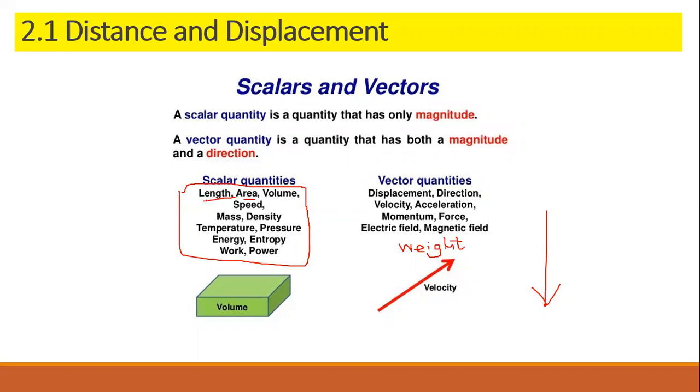In that way, length and area, when we consider the area of this square, don't have a direction, only a magnitude. We can say this side is 2 meters and this side is 2 meters. The area is 4 square meters, so that doesn't have a direction. Those are the scalar quantities, which only have a magnitude. And in the vector quantities section, we have the quantities which have both magnitude and direction.